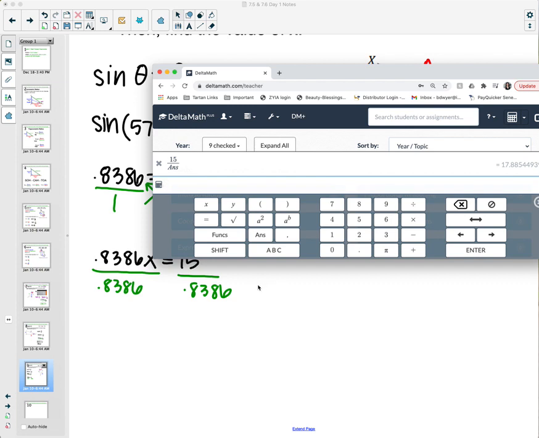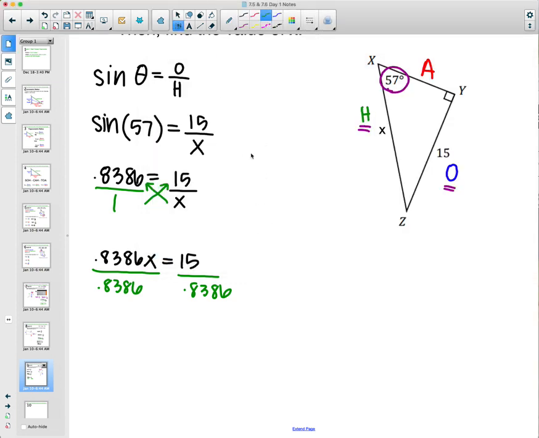Or 17.9, depending on how you need to round. So x equals 17.885. If we needed to round to the nearest tenth, it would be 17.9. Or if you needed to round to the nearest hundredth, 17.89.